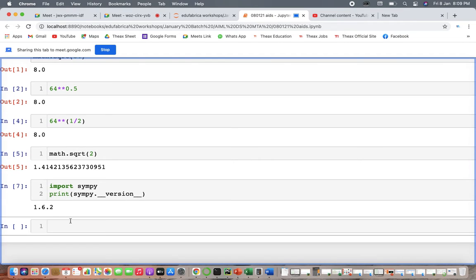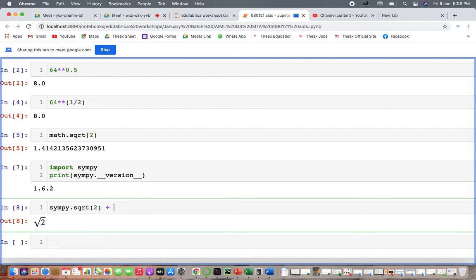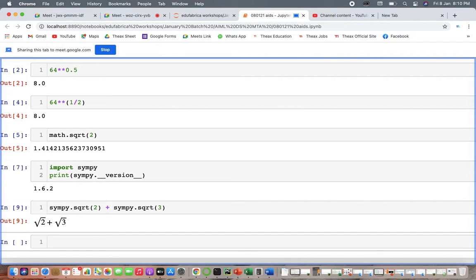Now if you have imported SymPy and I ask for the value of root 2, you just write sympy.sqrt of 2, and it gives under root of 2. Is that clear? Now if I say root 2 plus root 3, which is basically an equation kind of thing, it would be root 2 plus sympy.sqrt of 3. Now it is being settled.